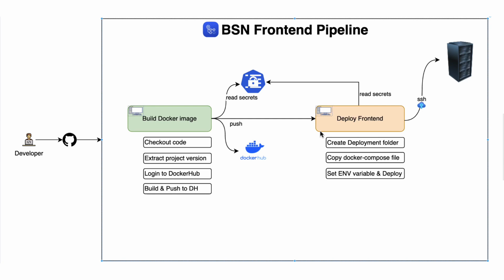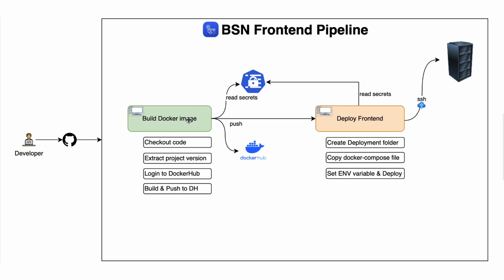All right, so now we move to the step of building the front-end pipeline. So the front-end pipeline will be mainly composed of two jobs. The first one is building the Docker image and then deploying the front end. So building the Docker image, again, we need to check out, extract the version, log into DockerHub, and build and push to DockerHub. And then, of course, we need to read secrets.